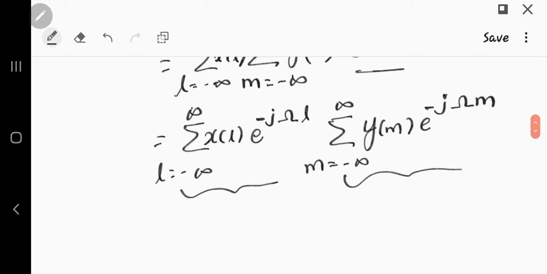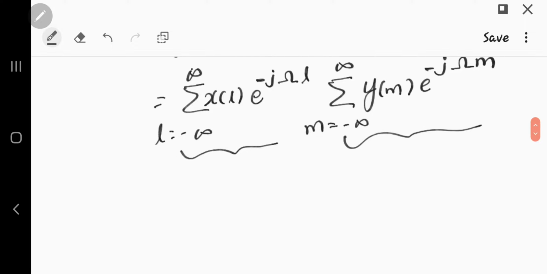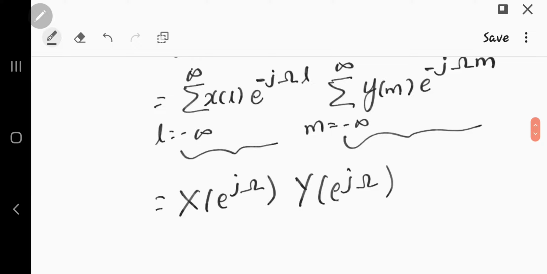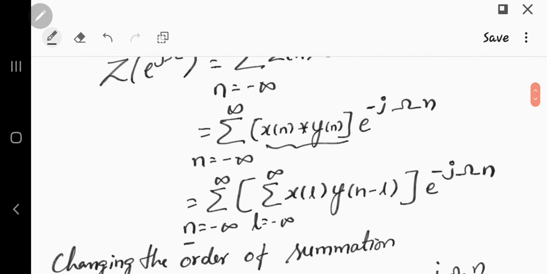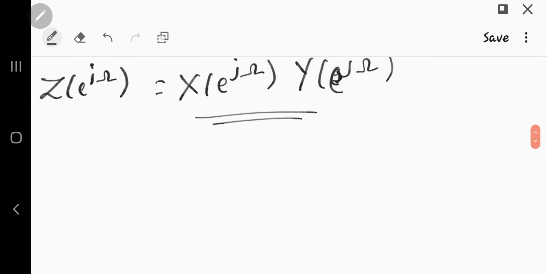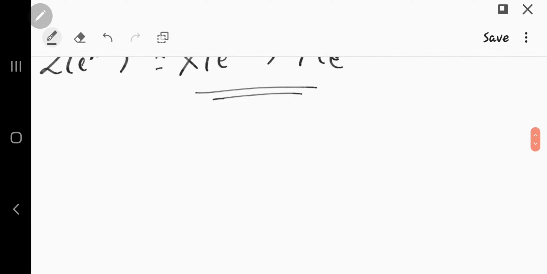Now compare these two with the definitions. That is equation 1. We can write this as X of e power j omega, and similarly we can write this as Y of e power j omega. So here we started with Z of e power j omega. That means the convolution in time domain is the multiplication in frequency domain. So this is the proof of the convolution property.